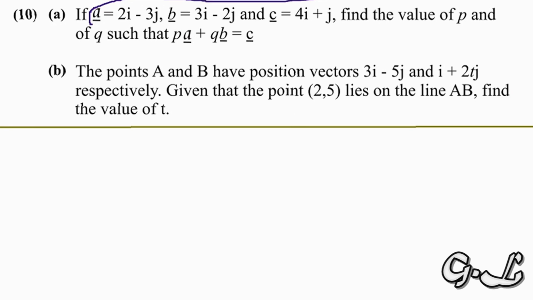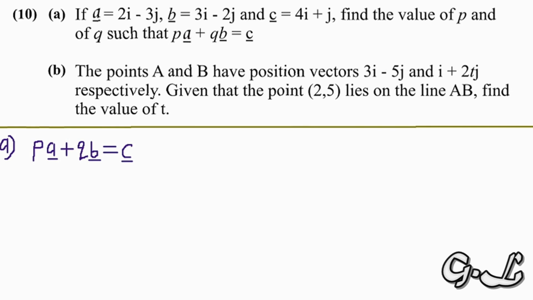So what are we supposed to do in such a case? We're going to consider the expression which we're given, which is P vector A plus Q vector B is equal to vector C. So we're going to write it like that: P vector A plus Q vector B is equal to vector C.